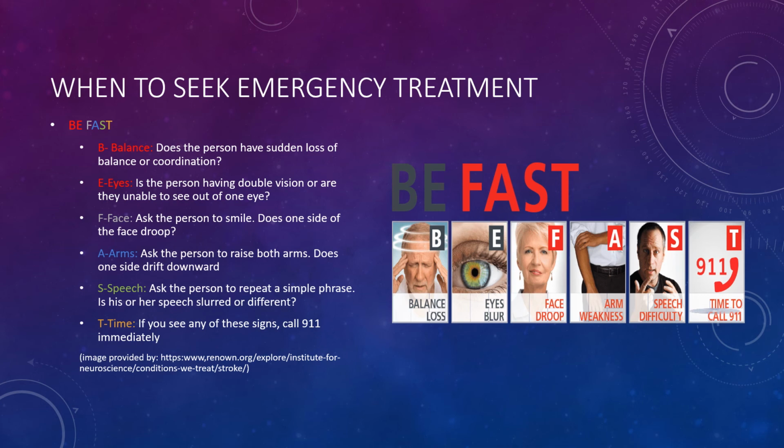A is for arms. Ask the person to raise both arms. Does one arm tend to drift downward as they try to hold it up? S is for speech. Ask the person to repeat a simple phrase. Is his or her speech slurred or different? And T is for time. If you see any of these signs, call 911 immediately. The sooner they get treatment, the better their outcomes can be.